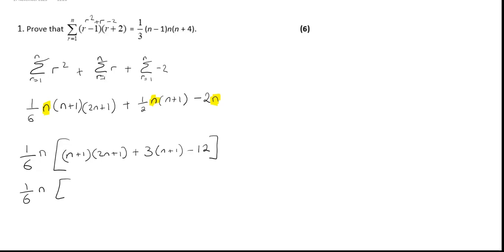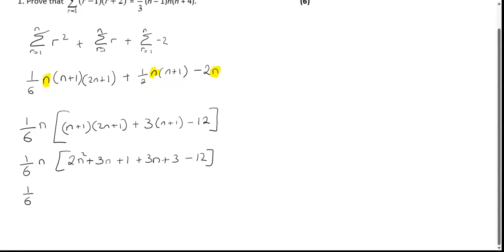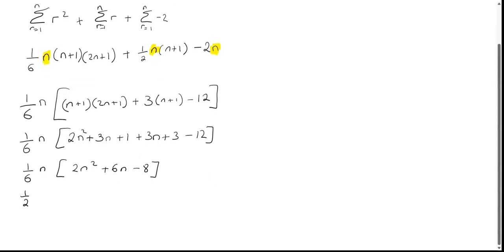And now we can expand it, and having a quadratic is a lot nicer than having a cubic. So when I expand this, I'm going to get 2n squared plus 3n plus 1 plus 3n plus 3 minus 12. And that, if I simplify that, gives me 2n squared plus 6n minus 8. That's 1/6 n, 2 brackets, n squared plus 3n minus 4.